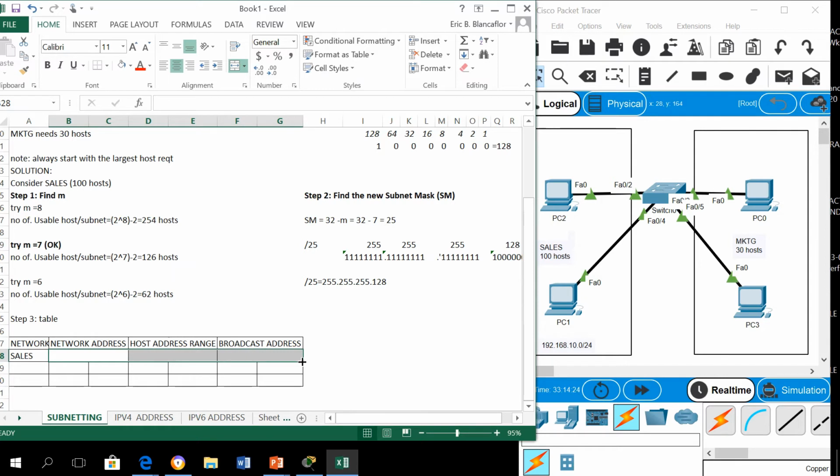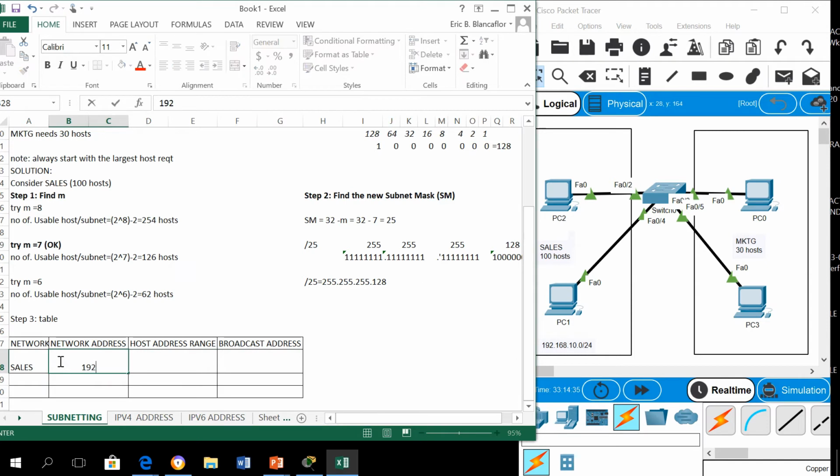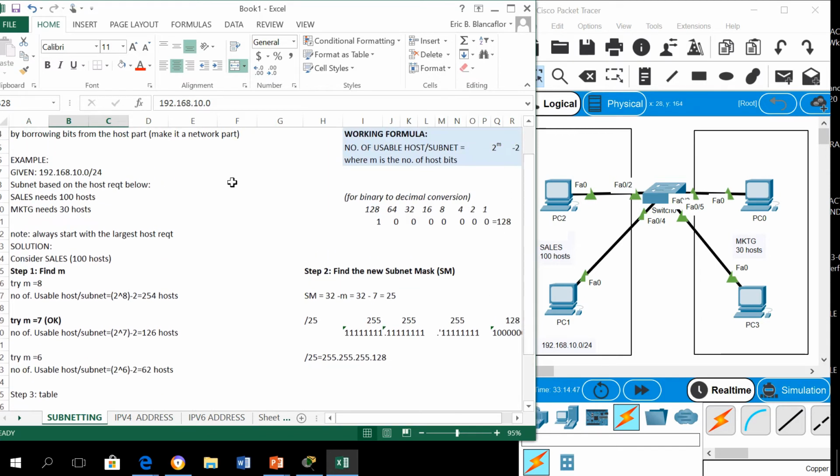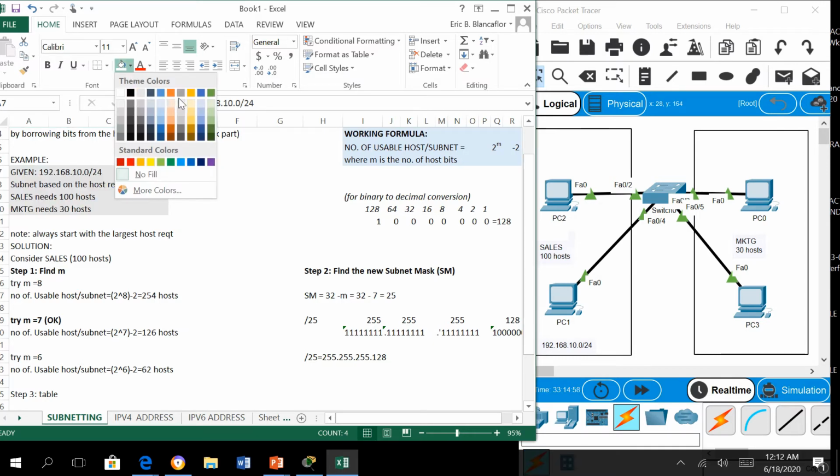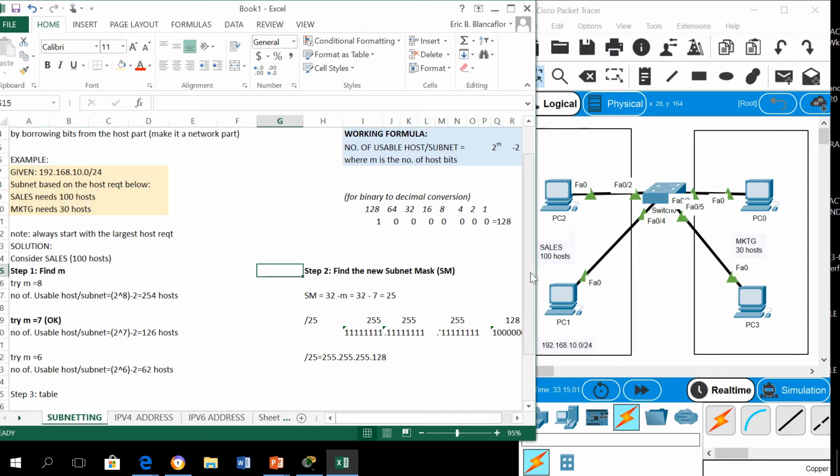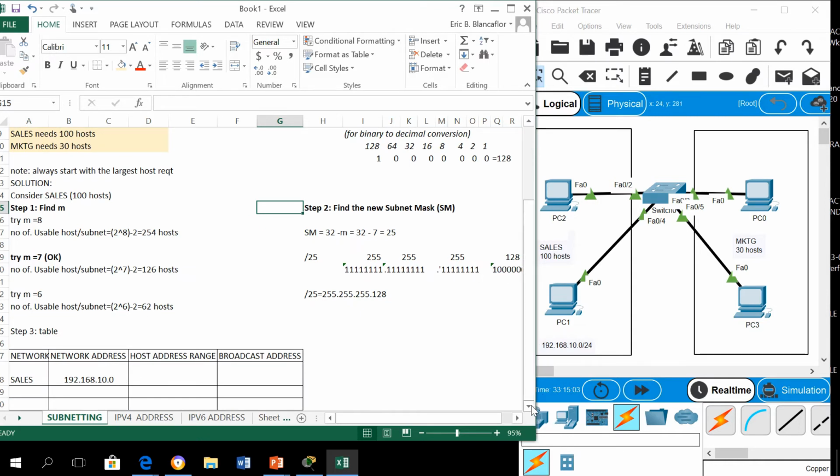So now, let's proceed. To get the network address, we always start with the given. Our given is 192.168.10.0. The network address for the sales is the first network address, the given. So, we start with the given 192.168.10.0.